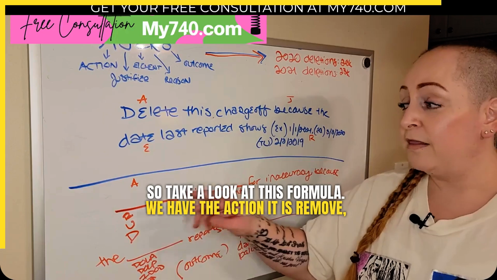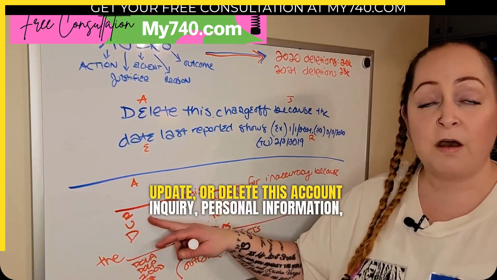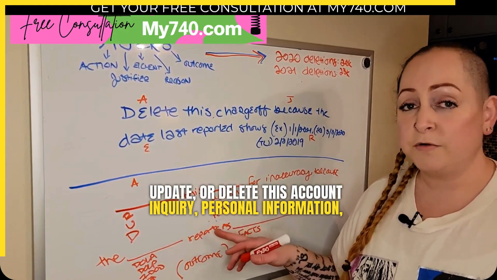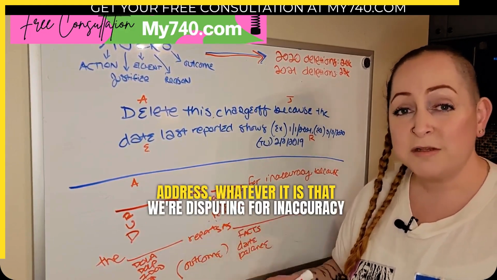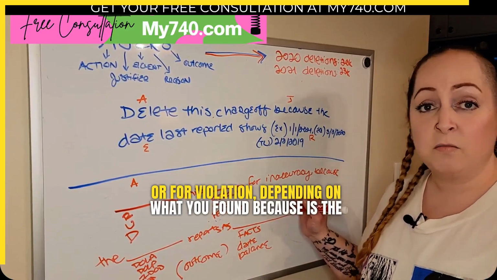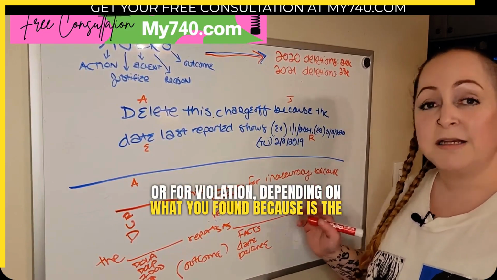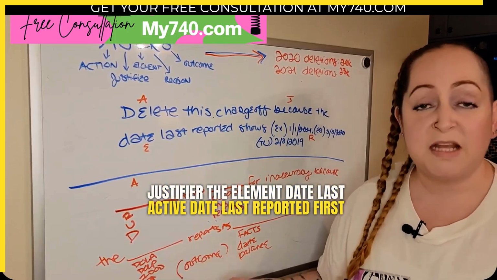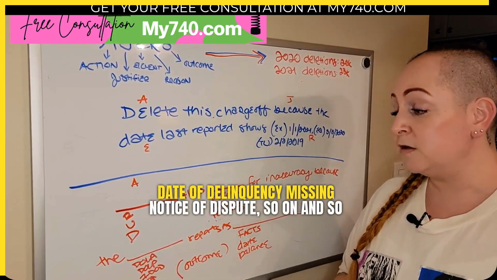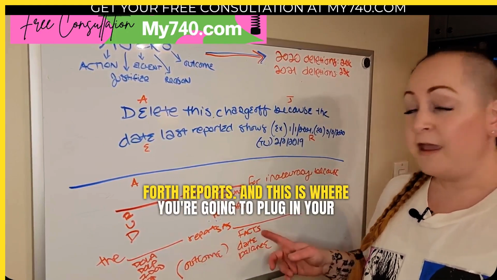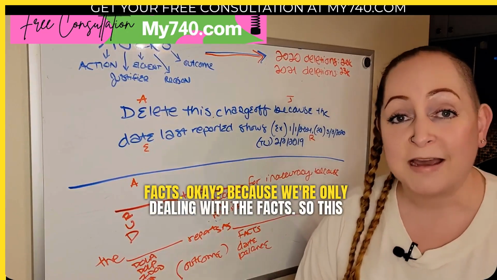We have the action. It is remove, update, or delete this account, inquiry, personal information, address, whatever it is that we're disputing for inaccuracy or for violation, depending on what you found, because is the justifier, the element: date last active, date last reported, first date of delinquency, missing notice of dispute, so on and so forth, reports. And this is where you're going to plug in your facts, okay?